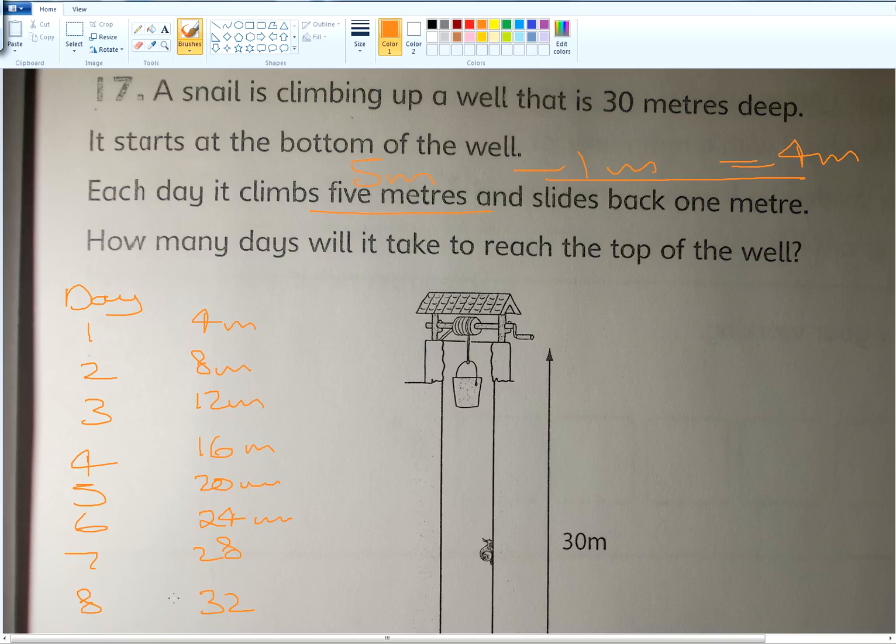So how many days will it take to reach the top of the well? For number 17, it will actually take 7 and a half days. So 7.5 days is the actual correct answer, but we can accept 8 days. Whoops, excuse me, folks. Mistake there. Look at that mistake.